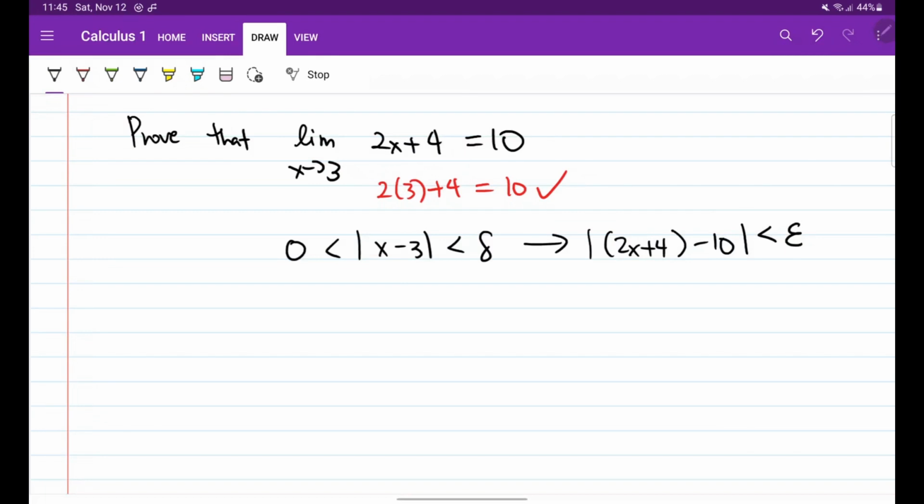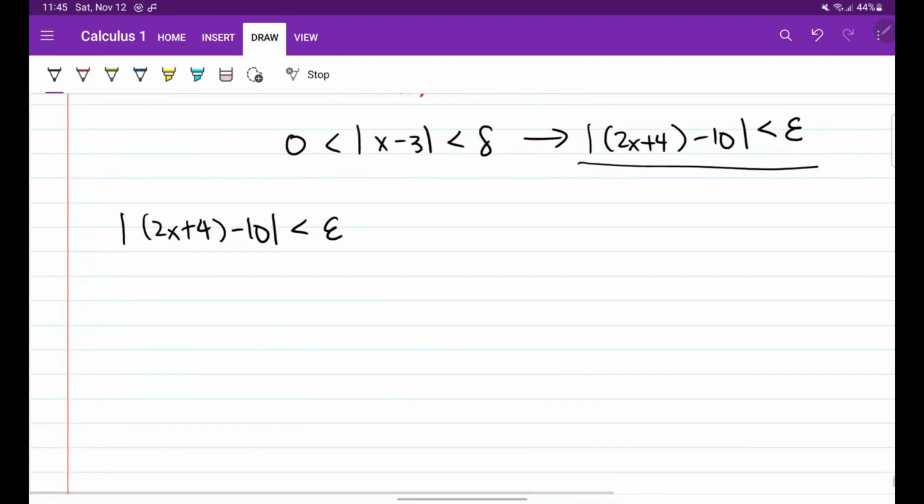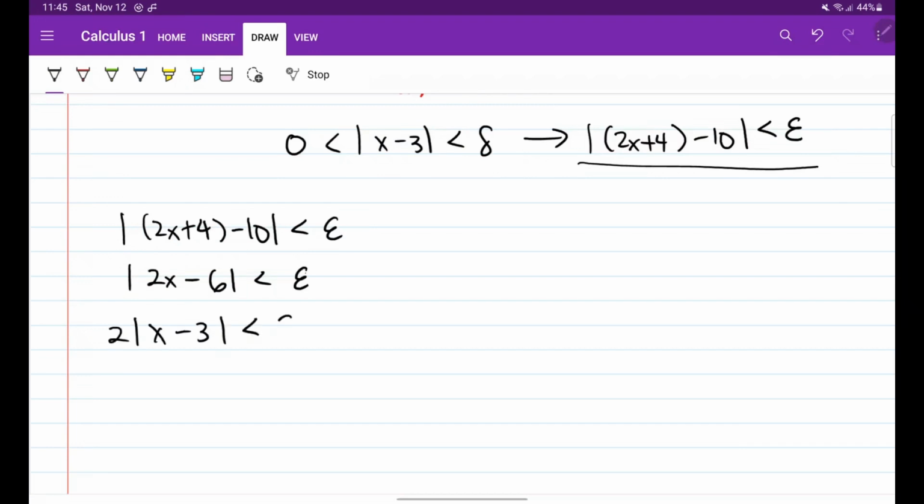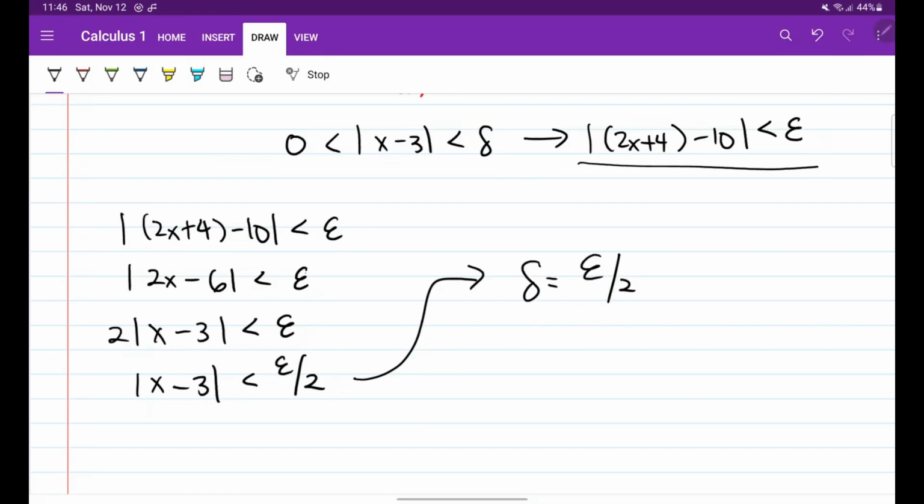So, we can start with this part. We have absolute value of 2x plus 4 minus 10 less than epsilon. Using properties within the absolute value, we can make this 2x minus 6 less than epsilon. And we can again use the property, so 2 times x minus 3 less than epsilon. And we can say that absolute value of x minus 3 is less than epsilon over 2. Okay, so from this we can say that delta should be equal to epsilon over 2. We're not super sure, but it might work or it should work.